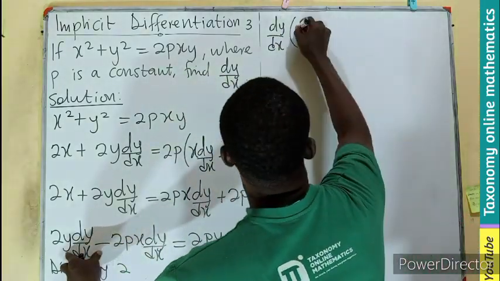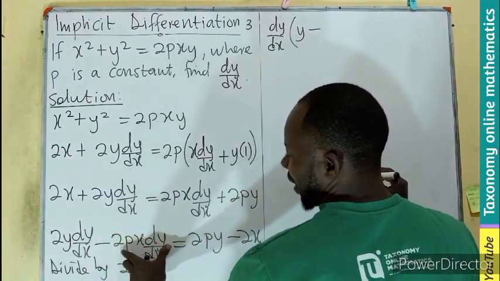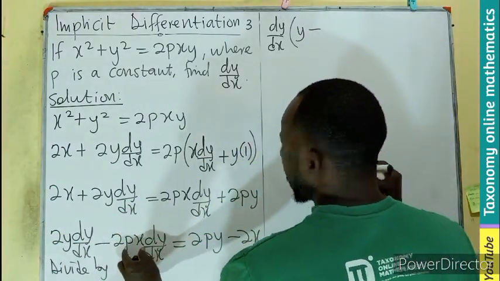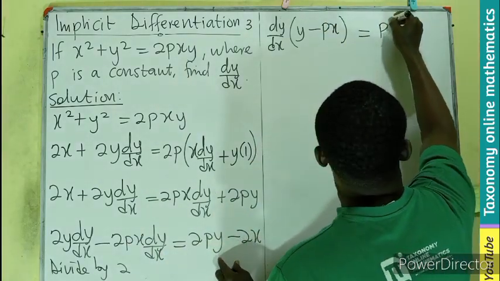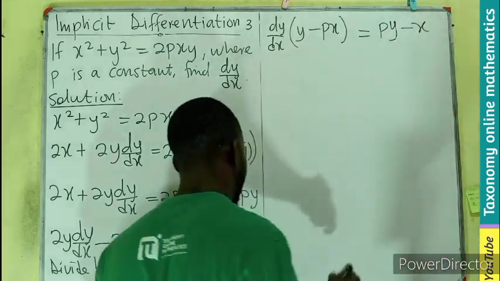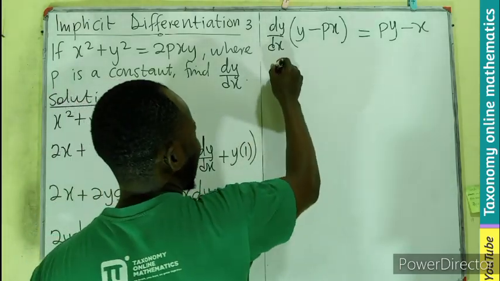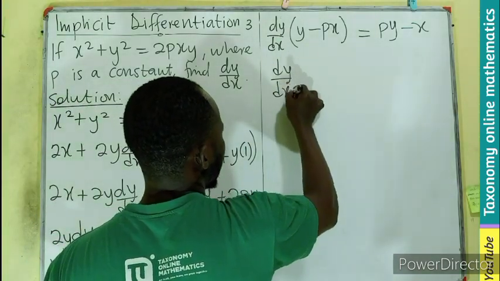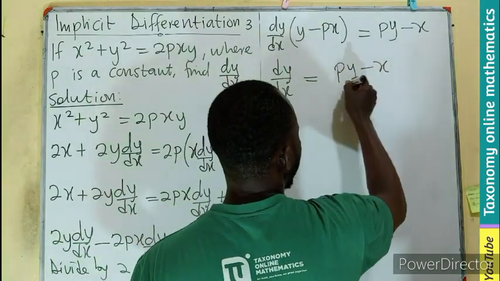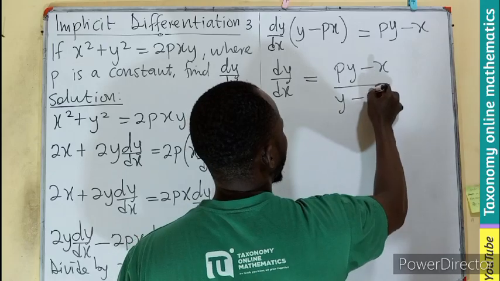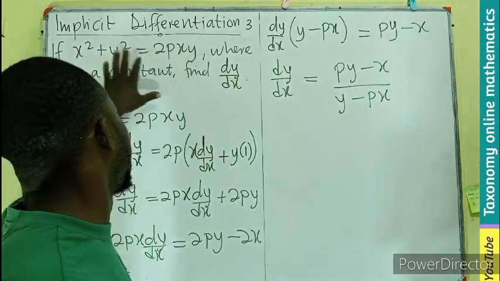I'll be left with y in the case of this, because 2 is gone, minus px, equals py minus x. Remember, we divide by 2, so the 2 cancels out. So here we make dy/dx the subject, meaning dividing both sides by the coefficient. So (py minus x) divided by (y minus px) becomes the differential value for this expression.